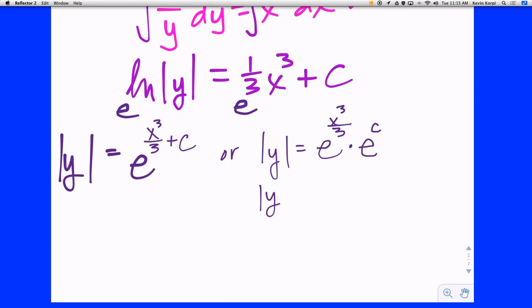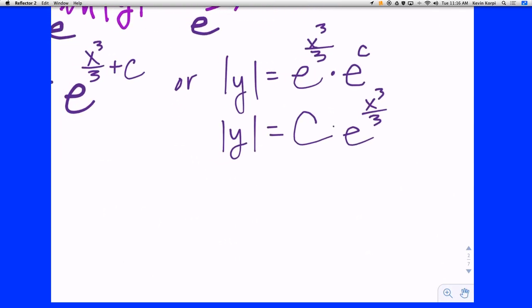Okay, so let's go ahead and simplify the right side. I'm still in the process of solving for y, so it's still c. So what is e raised to an unknown constant? It's another unknown constant, isn't it? So I'm multiplying now by this new and improved c, which I'm going to bring to the front. So I get c times e to the x cubed over 3.